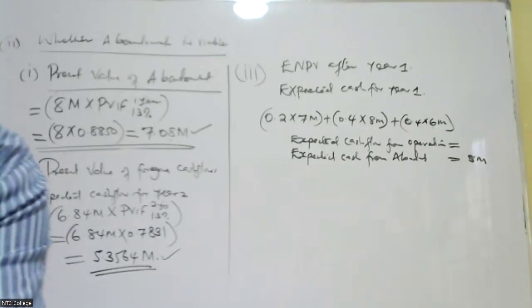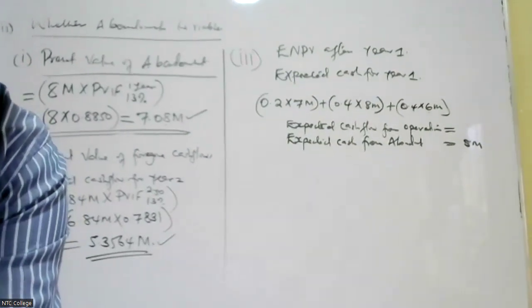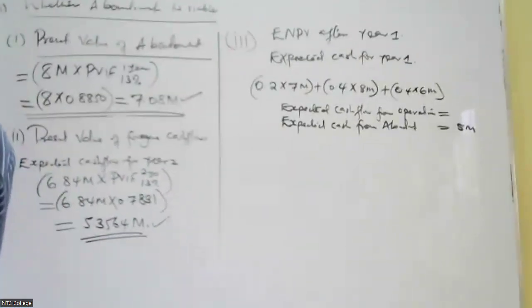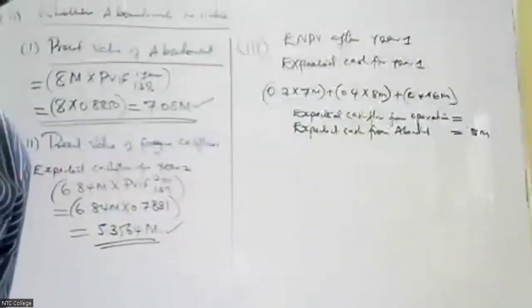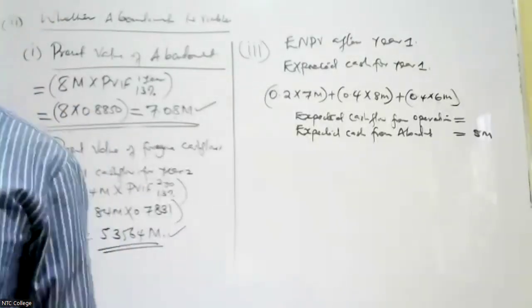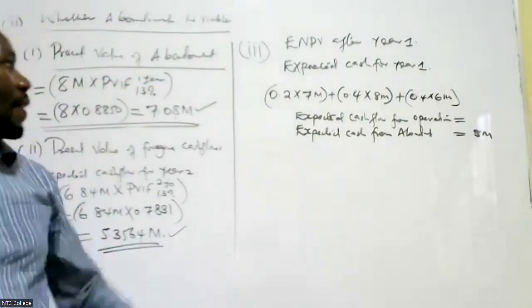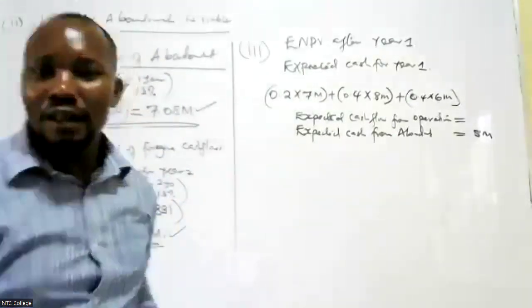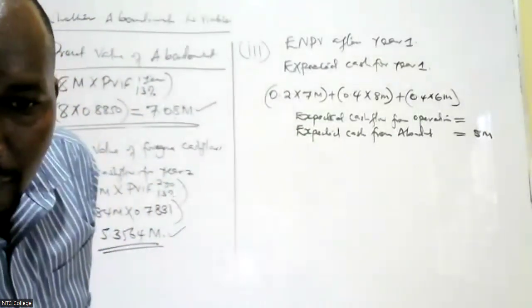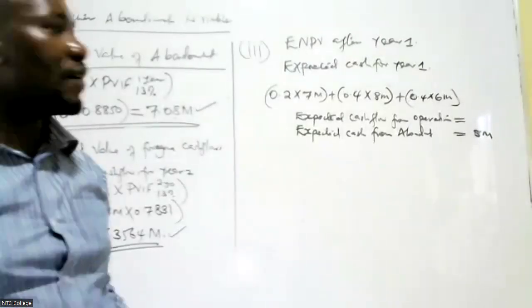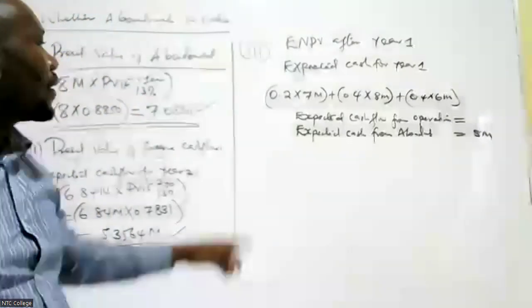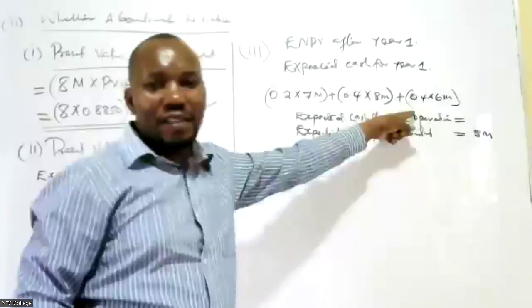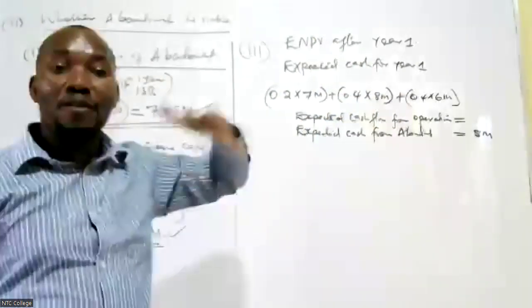We have two cash flows. The first one is from the normal operation, and then the other one. So can somebody give me the cash flow from the normal operation? This times this, guys. That is the money that you're going to get from the normal operation.